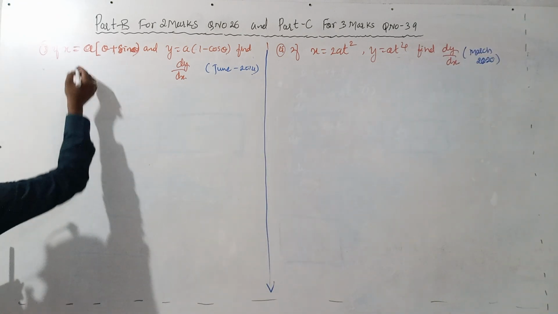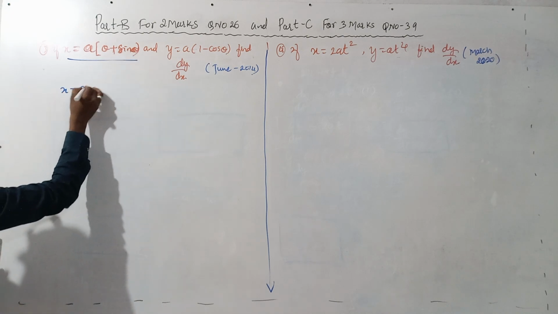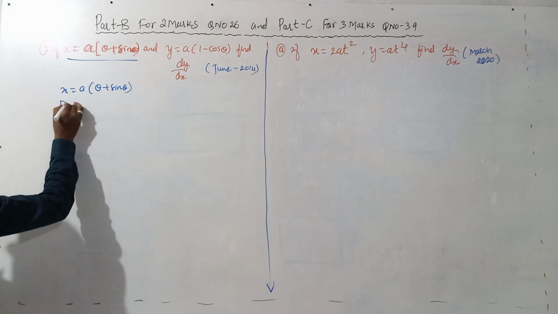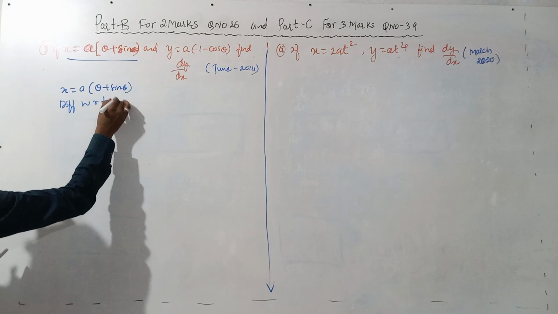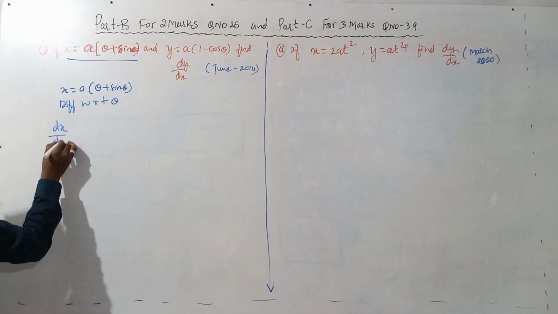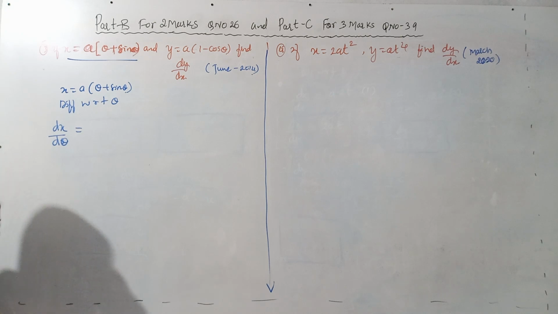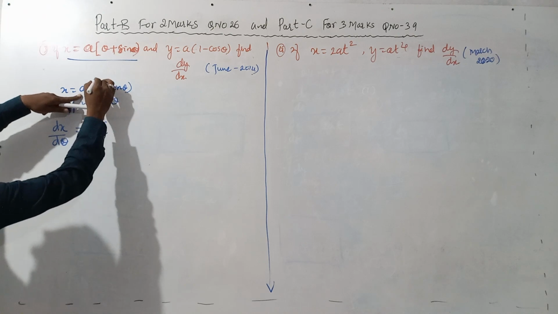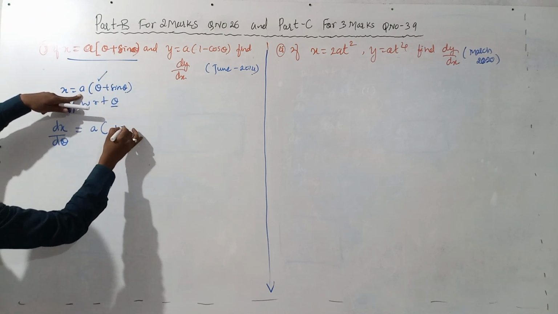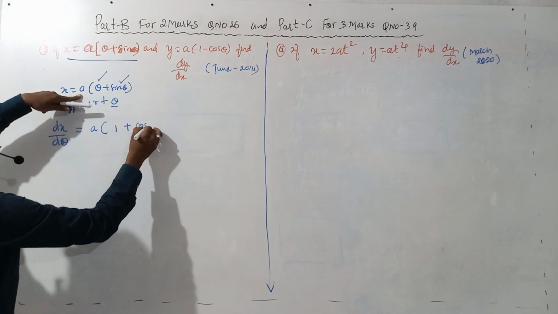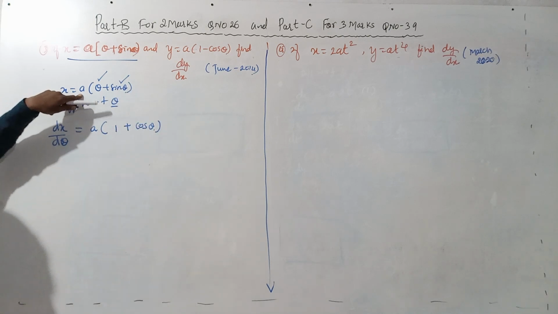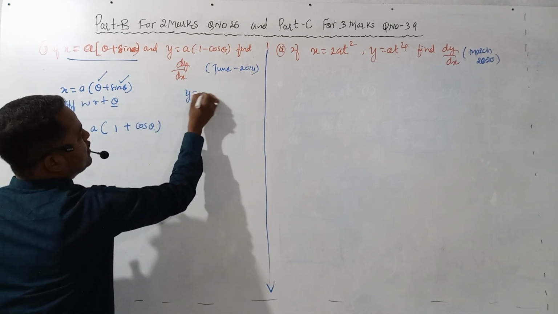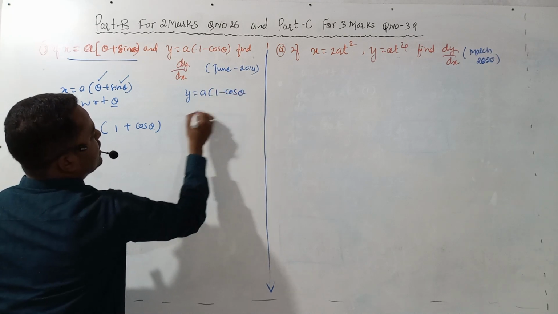Write the given function first as it is, that is x is equal to a into theta plus sine theta. Differentiate with respect to theta. Dx by d theta: a as it is because it is a constant. Derivative of theta with respect to theta is 1, plus derivative of sine theta is cos theta. So dx by d theta is a into 1 plus cos theta.